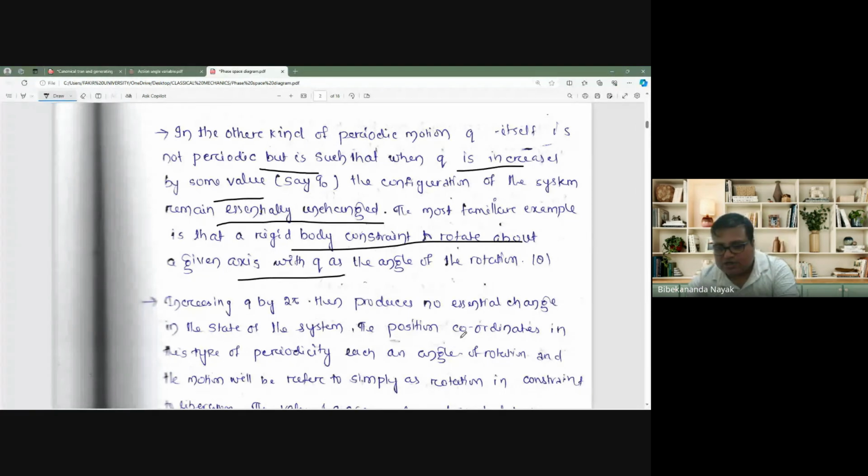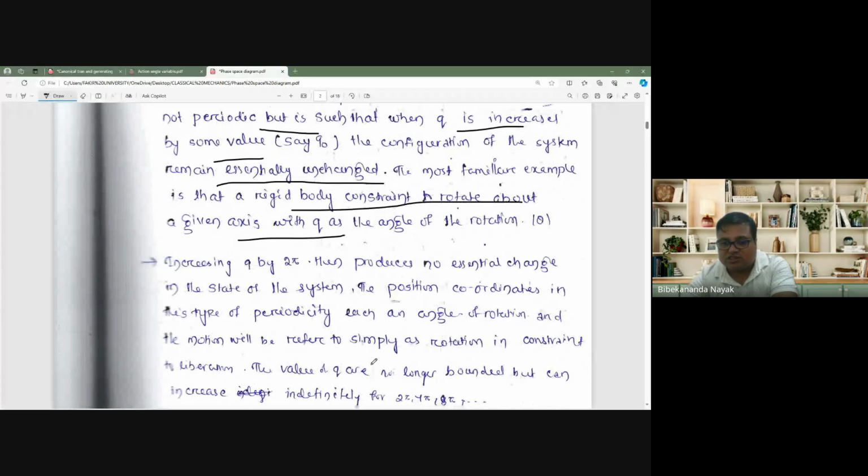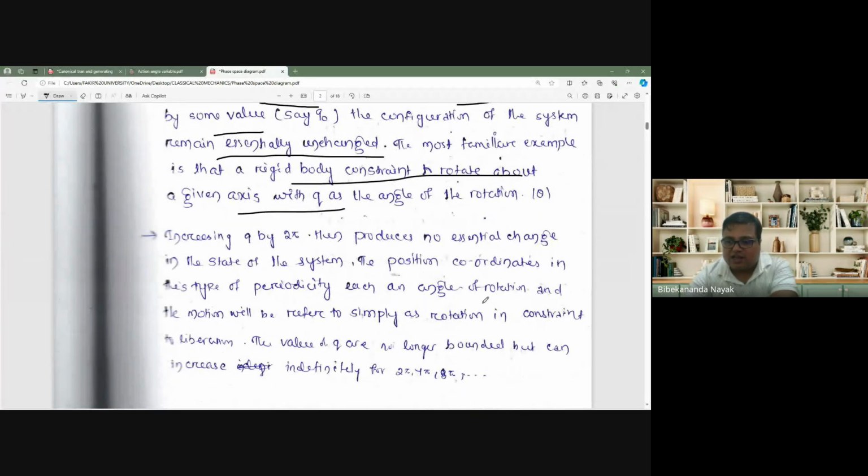The position coordinate in this system is periodic. This type of periodicity is an angle of rotation; here, the position coordinate is the angle of rotation. This type of motion will be referred to simply as rotation, in contrast to libration. Libration means that in phase space it gives a closed path. Rotation does not give any closed path, but after a regular interval it repeats its value.